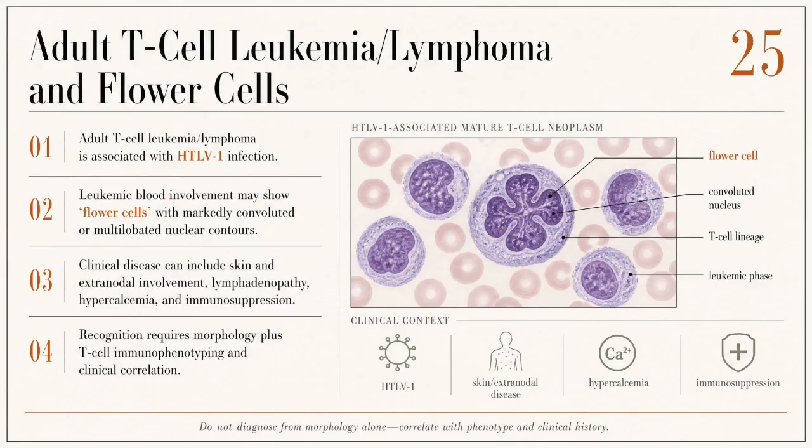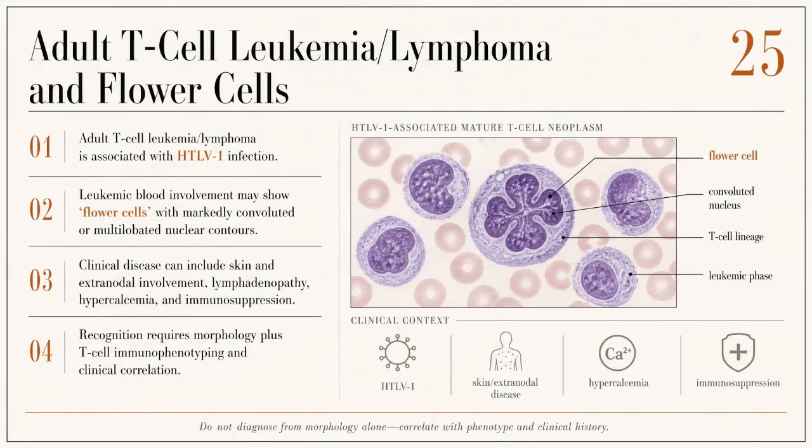Clinically, ATLL often presents with extranodal involvement, particularly cutaneous lesions, and systemic symptoms such as hypercalcemia and profound immunosuppression. These features underscore the importance of integrating clinical data with laboratory findings to avoid misdiagnosis. For example, the presence of flower cells in peripheral blood should prompt consideration of ATLL in patients from endemic regions like southwestern Japan, the Caribbean, or parts of Africa, where HTLV-1 prevalence is higher.